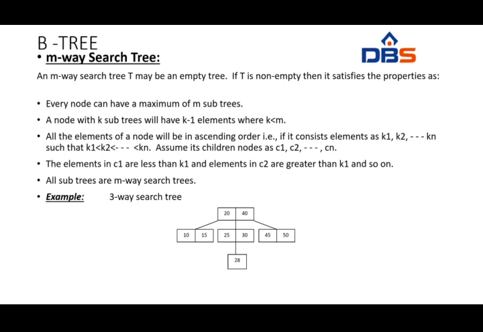Assume its children nodes are C1, C2 and so on up to Cn. The elements in C1 are less than K1 and the elements in C2 are greater than K1. All subtrees are M-way search trees. Here is a 3-way search tree, for example.